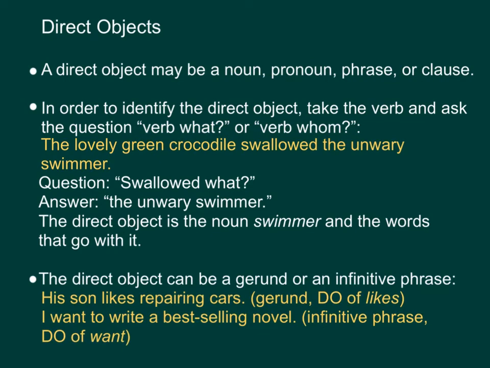The direct object can be a gerund or an infinitive phrase. For example, his son likes repairing cars. I want to write a best-selling novel.